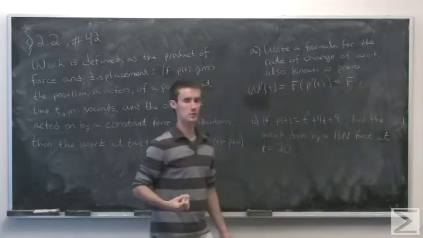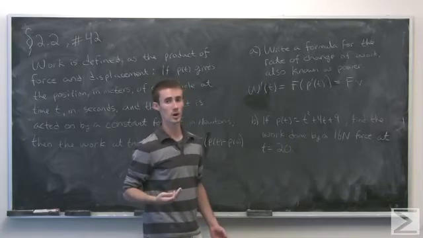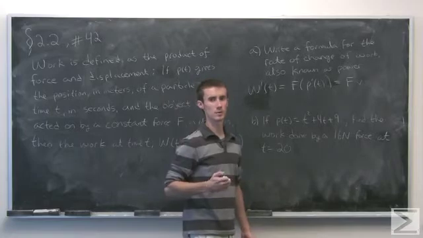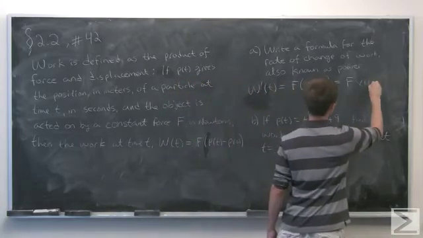So we see that the rate of change of work, if the object is being acted on by a constant force, is just given by F times the velocity at that time. And this should be the velocity at time t.